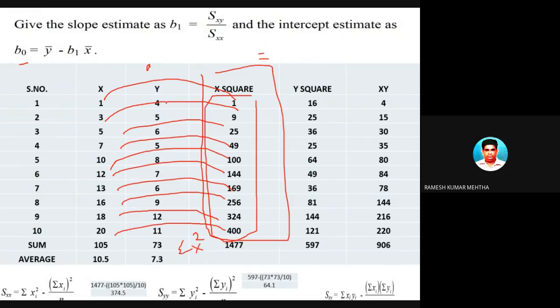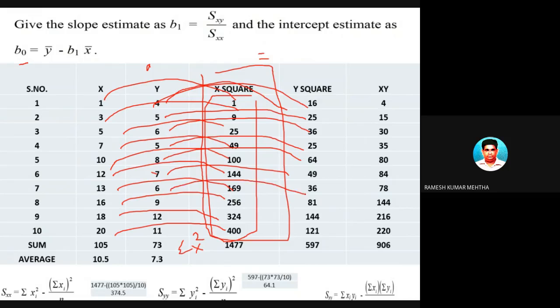Similarly, y square also you should find out. So 4 into 4, 5 into 5, 6 into 6, 5 into 5, 8 into 8, 7 into 7, 6 into 6, so on and so forth. And then you sum all the individual values of y square, you will get sum of y square.